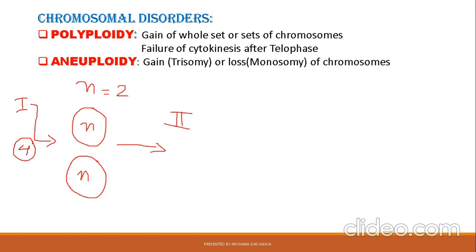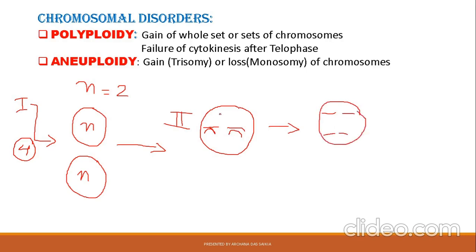Now they will proceed towards meiosis 2. During meiosis 2, what happens? The 2 chromosomes will form the chromatids in this manner. These things we have already learned. They will form the chromatids arranged at the equatorial plate, followed by separation of the chromatids after anaphase. So these chromatids will separate out, and then finally what will you get?